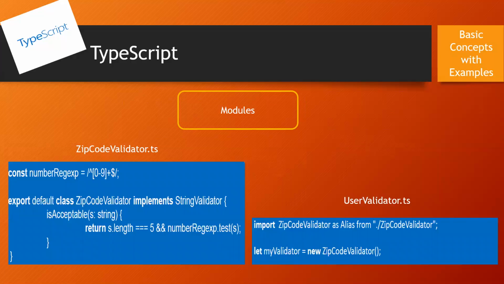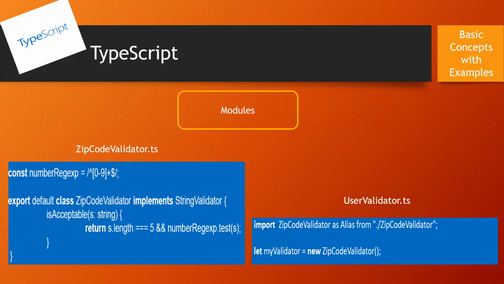Next is modules. In TypeScript, everything which we create is basically created as a module. You can see we have two TypeScript files here. First is zipCodeValidator.ts. You can see that this is a class which is implementing a string validator. A string validator can be a class or an interface. And then you can see we have a userValidator.ts file.